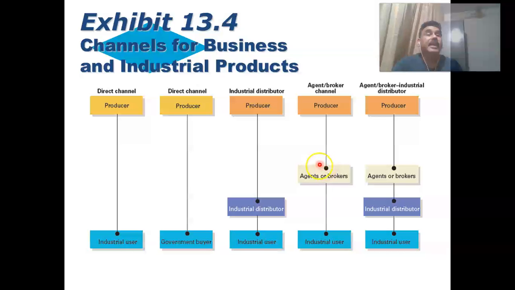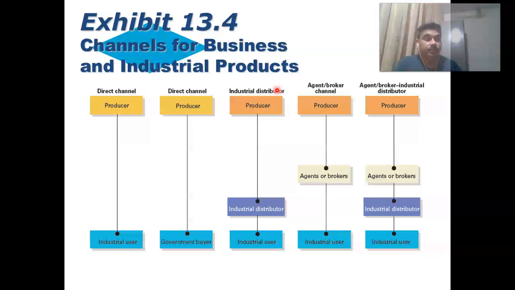Then the agents and brokers channel, the same as with the consumer structure, where industrial products are channelized through the agents or brokers. They do not own or take title to that product from the producer. They act like a facilitator only to the industrial user. In the agent or broker to industrial distributor channel, the producers sell their product to the distributor through the facilitation of agents or brokers, and then it is sold to the industrial user. So these are all five specific channels for business and industrial products.